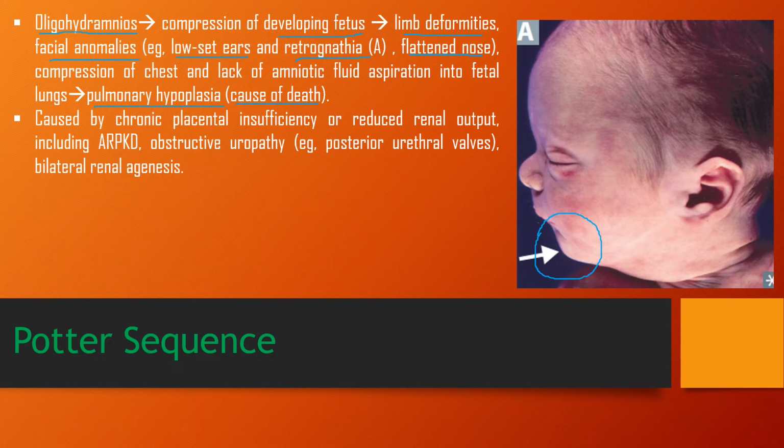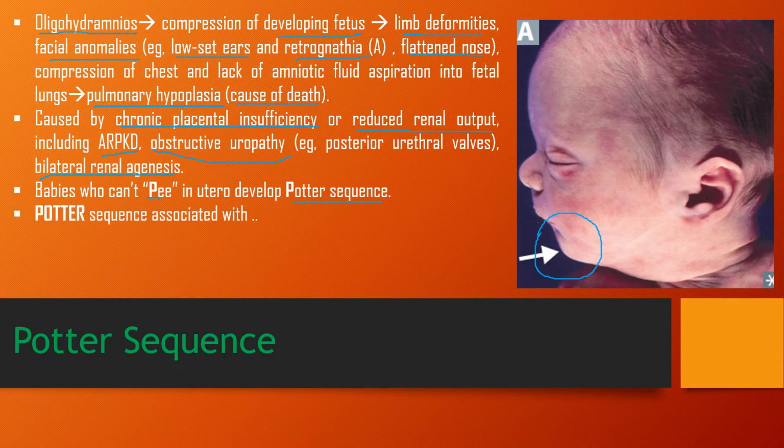Potter sequence is caused by chronic placental insufficiency and reduced renal output, including autosomal recessive polycystic kidney disease, obstructive uropathy, and bilateral renal agenesis. It is said that babies who can't pee in uterine life can develop Potter sequence.